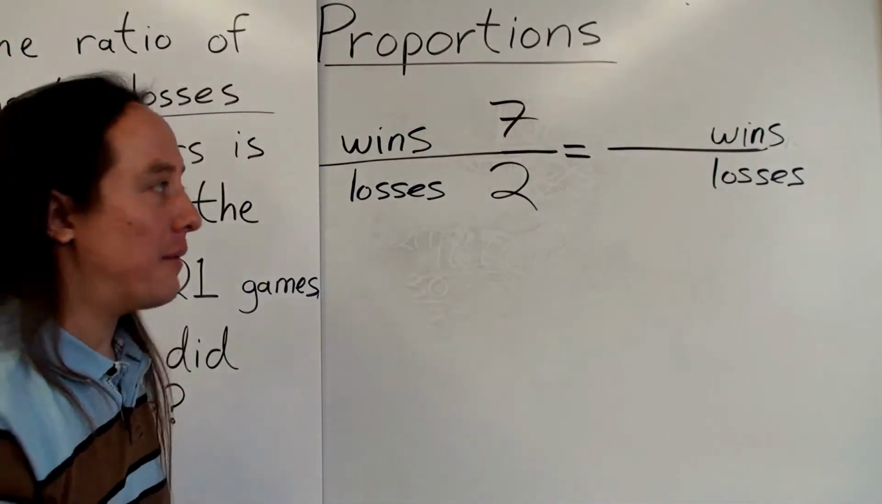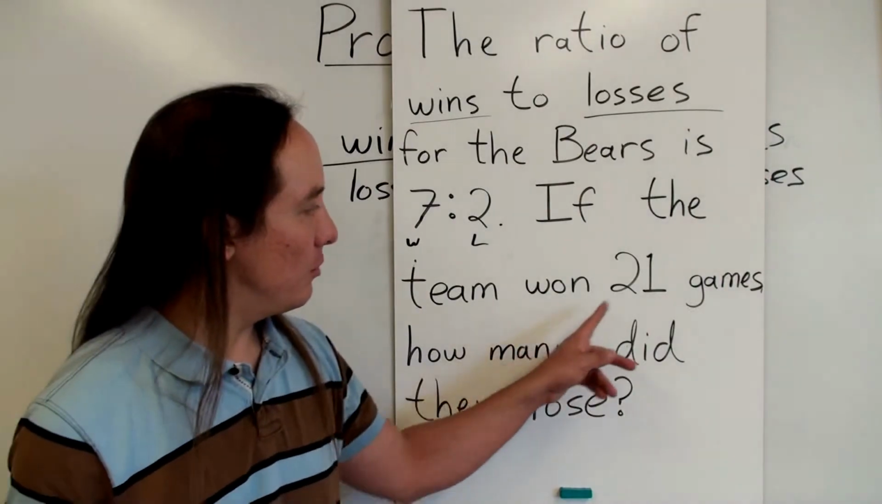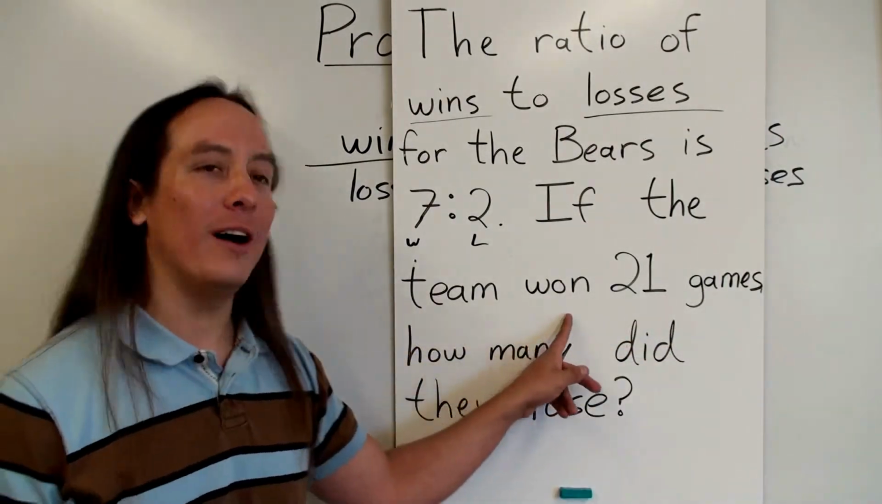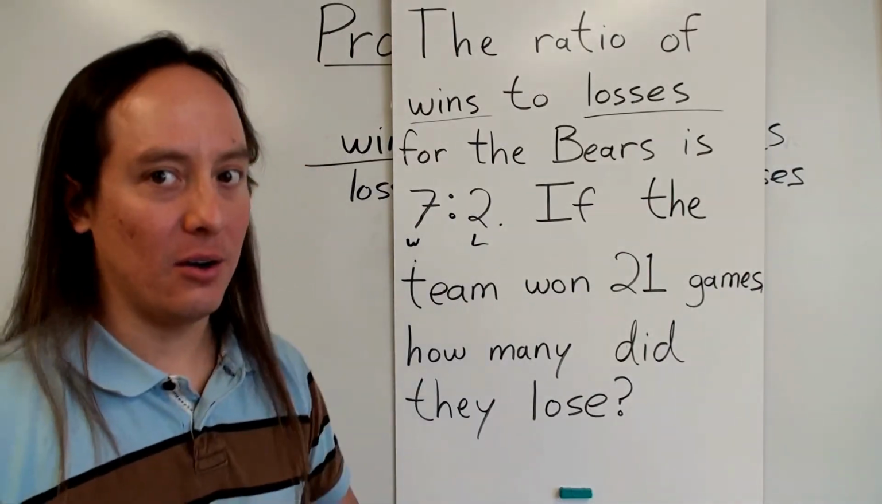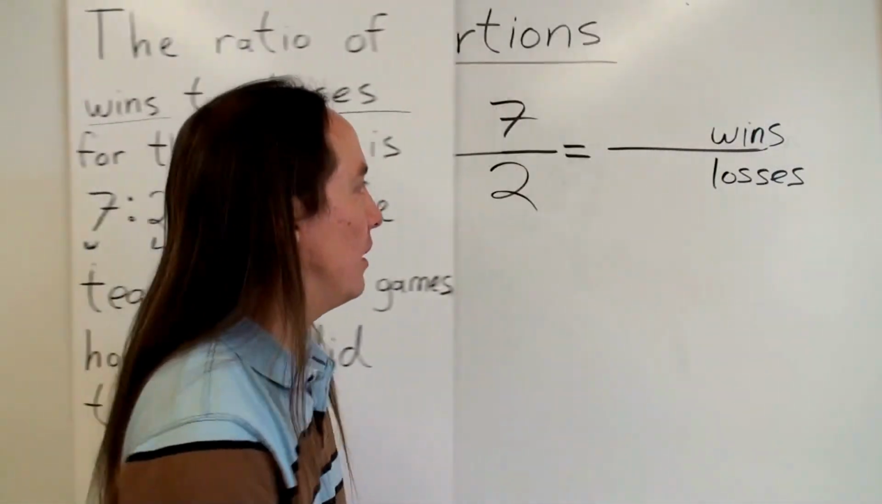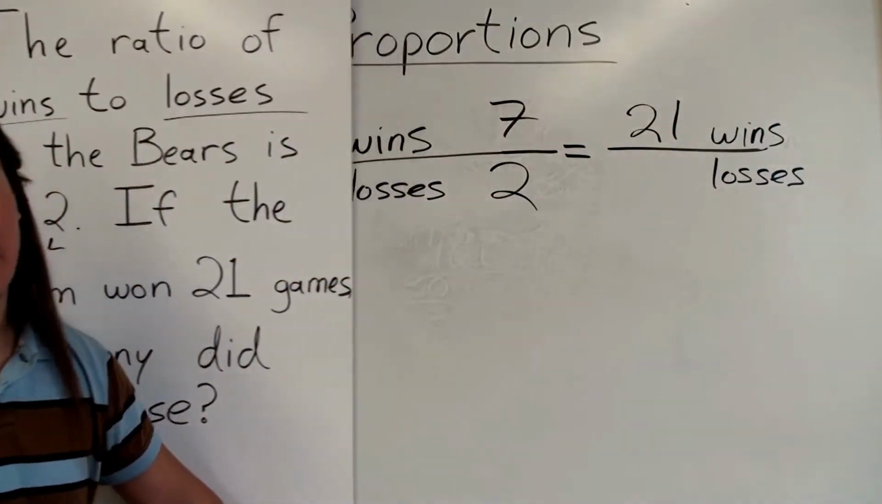All right? So now we have to set up the second ratio depending on what they gave us. And they gave us 21 games, but the team, okay, there it is, won 21 games. So where does the wins go? The wins go with the wins. 21 goes with the wins. And that's basically how we will set that up.